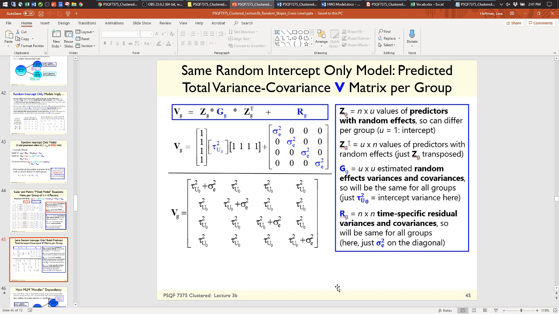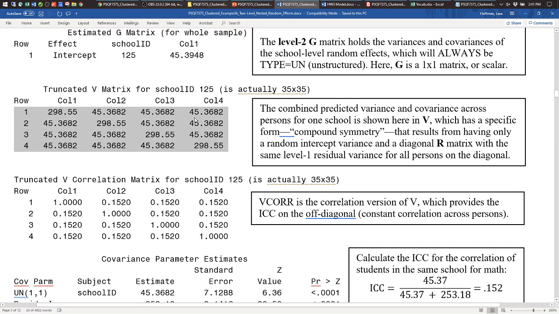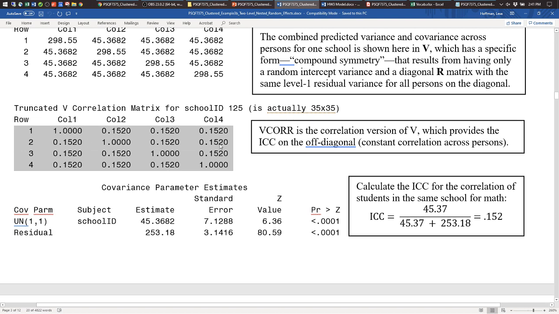It looks like this. So on the diagonal is the sum of the random intercept variance and the residual variance. That's the total variance for each person. On the off diagonal is the random intercept variance. That is what creates the covariance between people. If I take 45 and divide it by the 298, I end up with the correlation version of this, with a special number in it. That's my intraclass correlation.